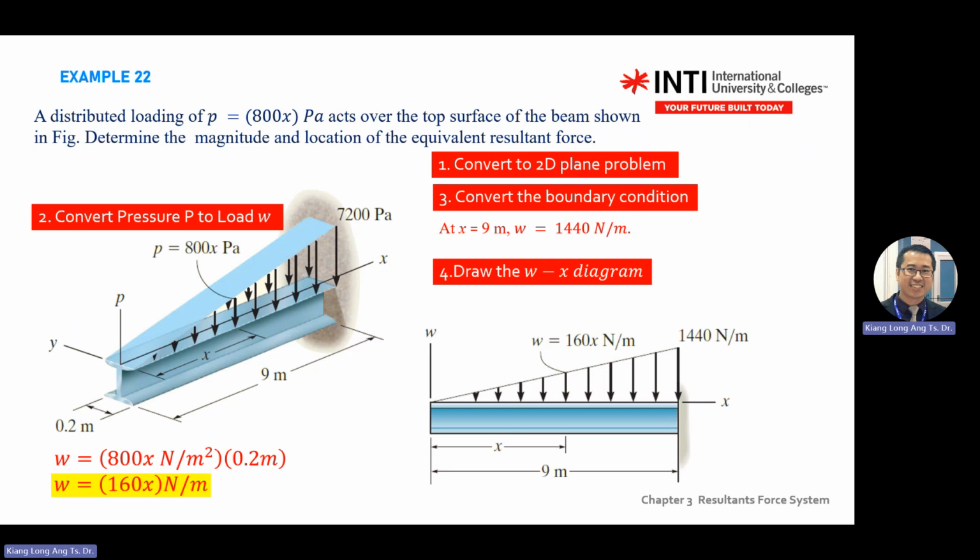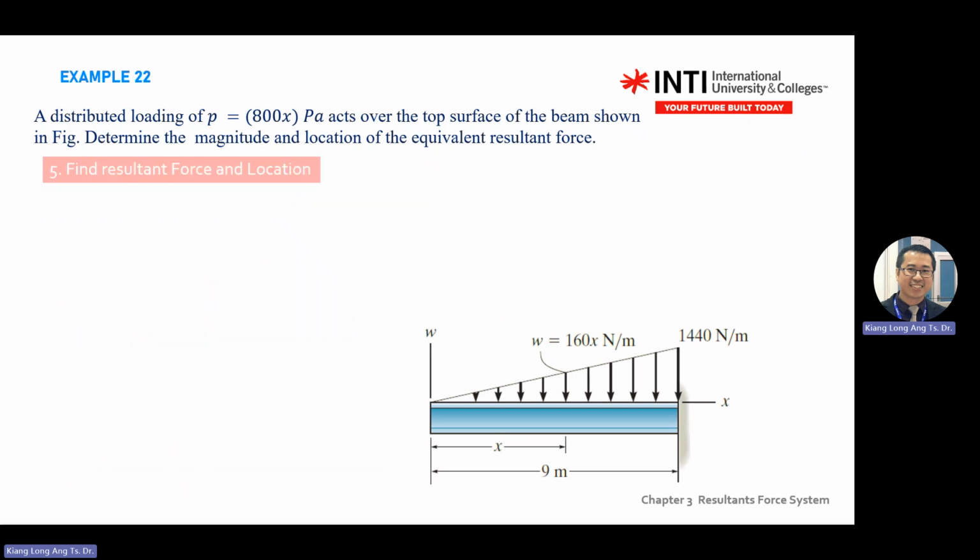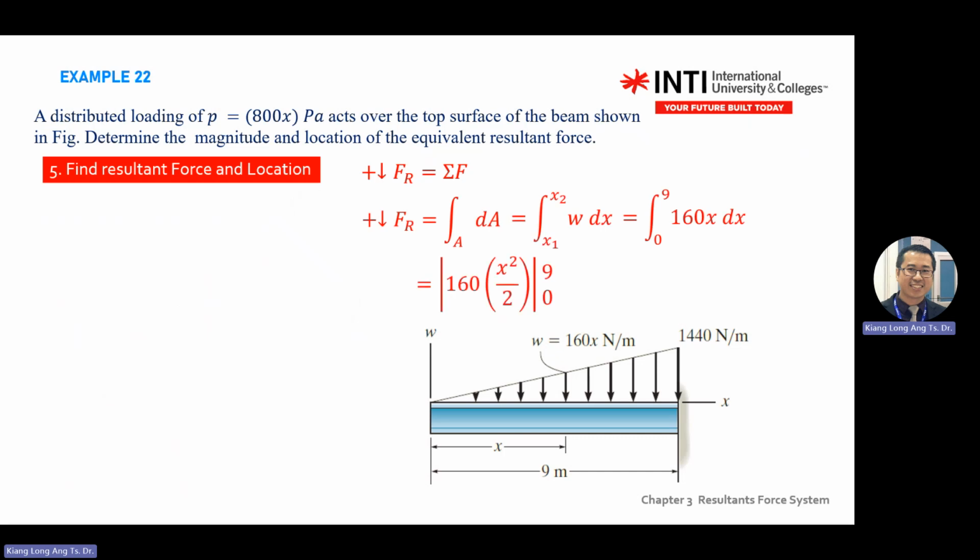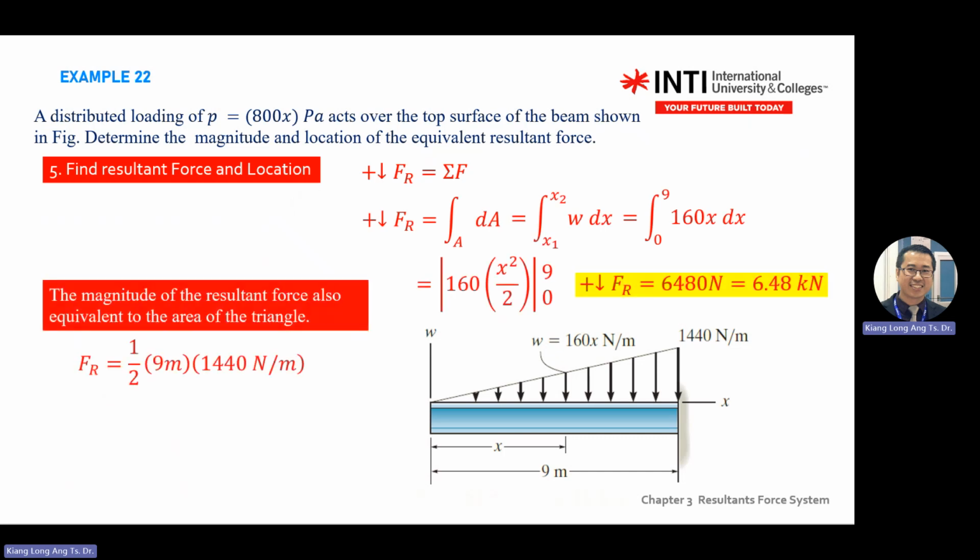Then this one you see triangular, you draw triangular. Copy the equation that you just converted. 160 Newton. Here is 1440 Newton. Then you don't know the X, you just put in the X. You know the length, 9 meter. The next step is the same as example 21. The following steps are the same. The same steps like just now.